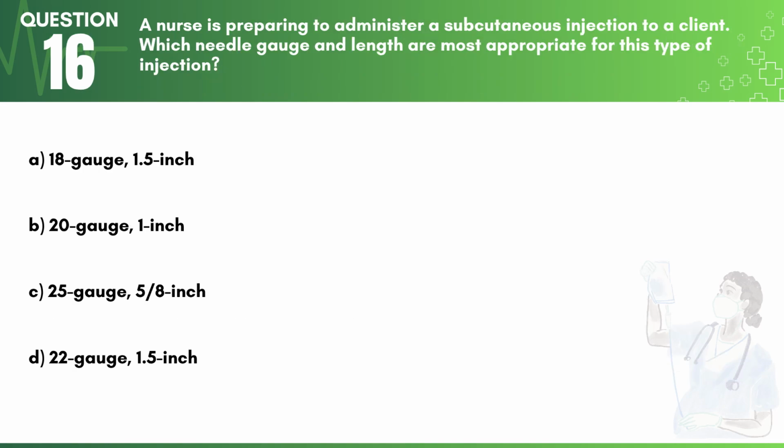Question 16. A nurse is preparing to administer a subcutaneous injection to a client. Which needle gauge and length are most appropriate for this type of injection? A. 18 gauge, 1.5 inch. B. 20 gauge, 1 inch. C. 25 gauge, 5/8 inch. D. 22 gauge, 1.5 inch.